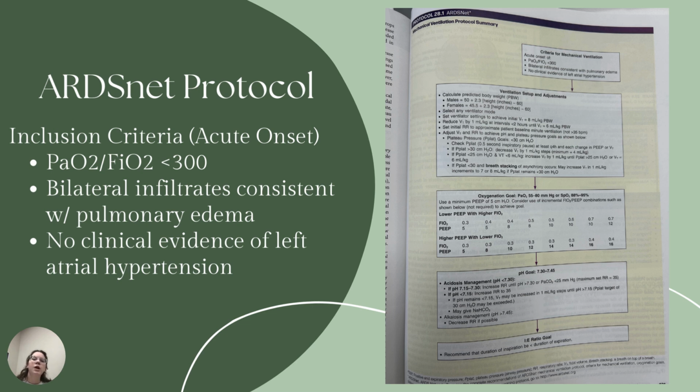So the inclusion criteria, all of the inclusion criteria is going to be under the assumption that these symptoms are acute onset, not like they've been dealing with these symptoms for months on end. So the PF ratio needs to be less than 300 because a normal PF ratio is anywhere from 350 to 450, I believe. So if they're under 300, then they're clearly struggling.